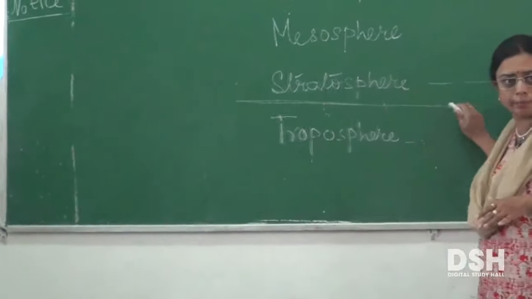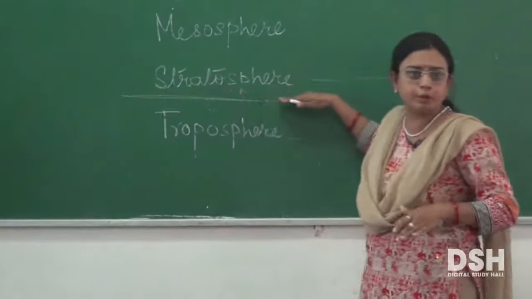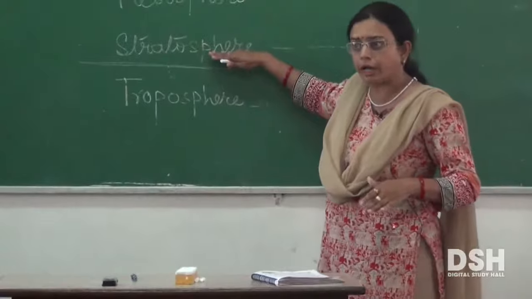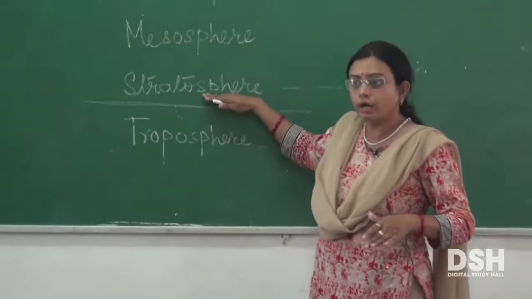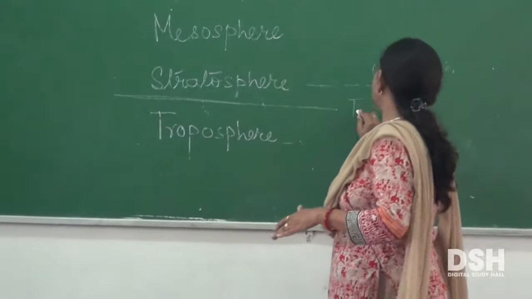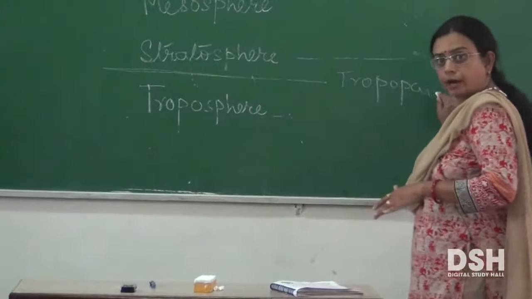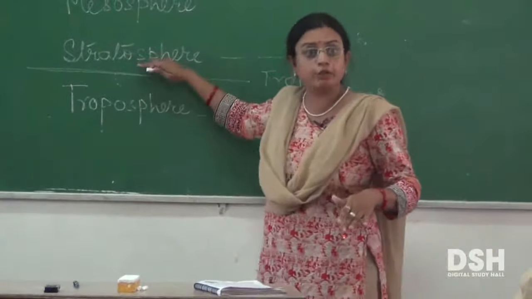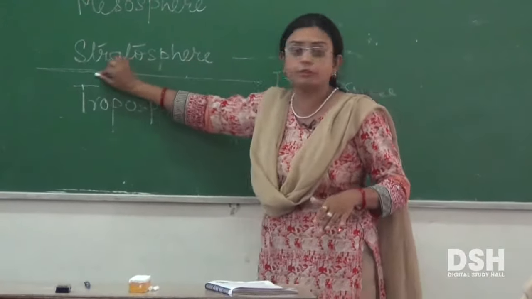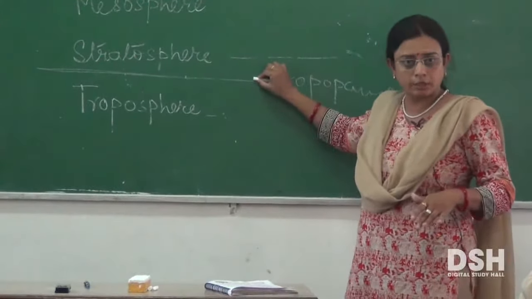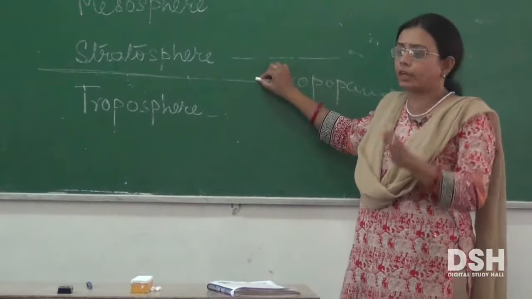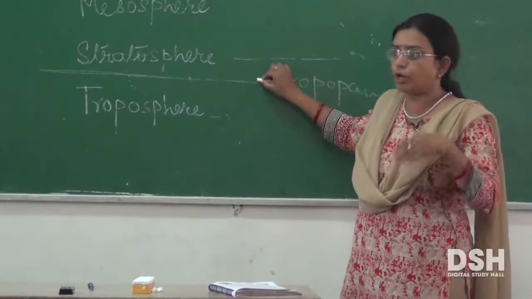There is one part, the margin of both the layers, where the troposphere ends and the stratosphere starts. That margin is known as the tropopause. Right? So you are made to wear the seatbelt when the aircraft is flying there. Are you clear? This is done to make you safe.